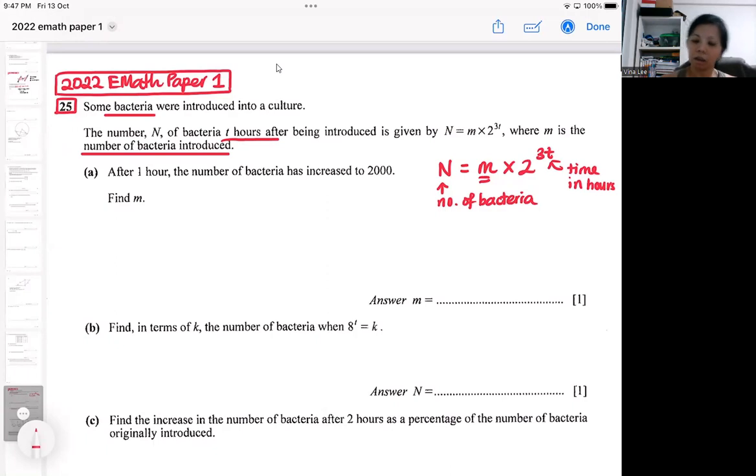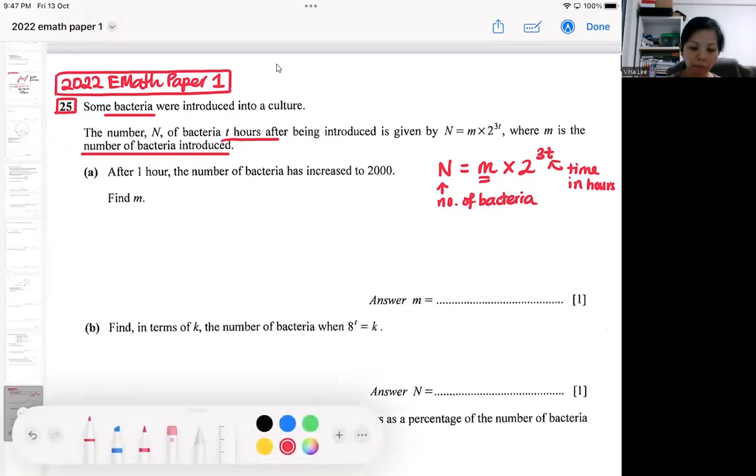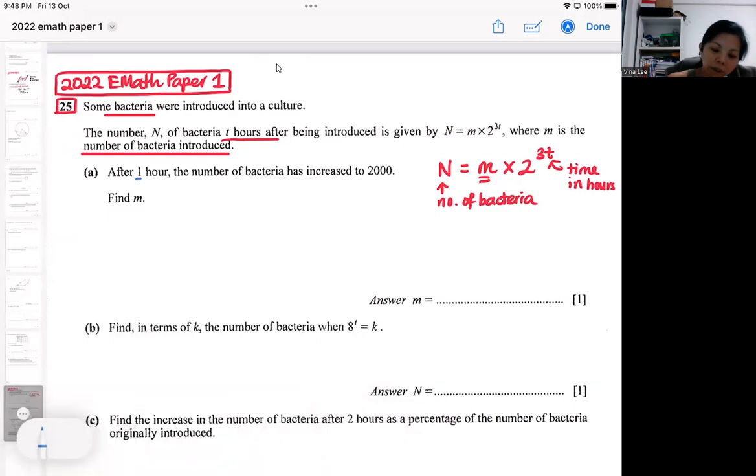Then for part A, they are saying that after 1 hour, the bacteria increased to 2,000, and we are supposed to find the value of M. That means we can trace back how much was introduced. When we say T is 1 hour, take note of the unit, that means T is equal to 1, and the number of bacteria grows to 2,000, that means N is equal to 2,000. So in order to find the value of M, you introduce these two into the formula.